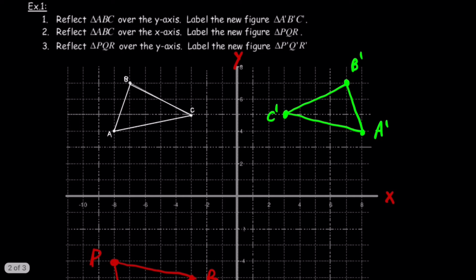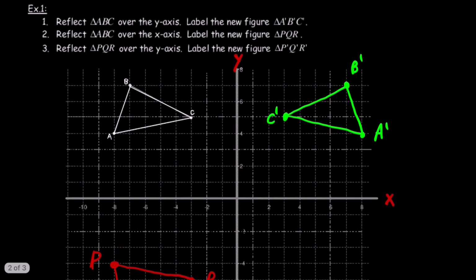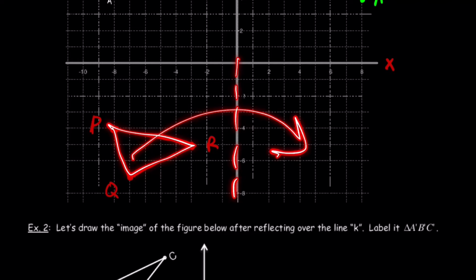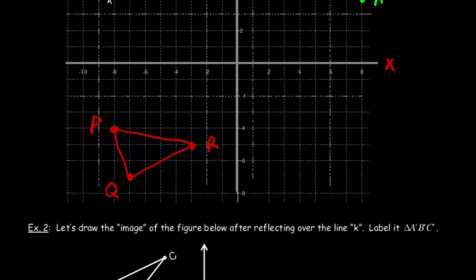Lastly, it says to take triangle PQR. So that's the one we just got down here. And reflect it in the y-axis. So we're going back to the y-axis. And we're going to label that P prime, Q prime, R prime. So I'm taking this triangle, reflecting in this axis. So I'll end up going over here. Okay, so the R I'll do first because it's closest to the y-axis. 1, 2, 3. That would be R prime.